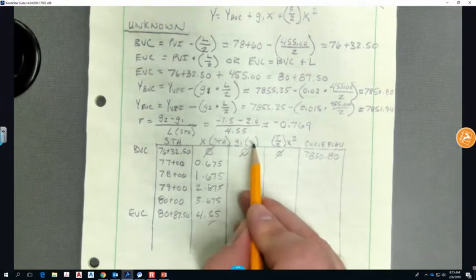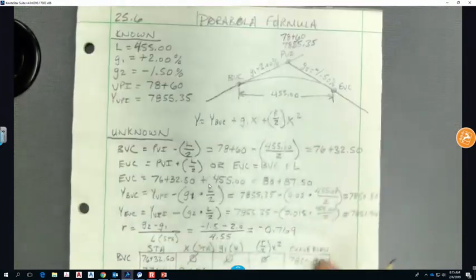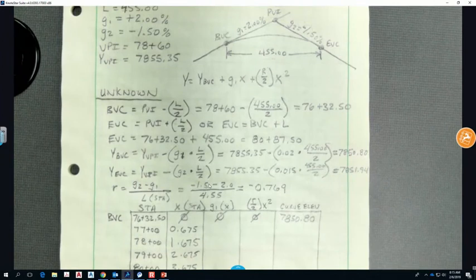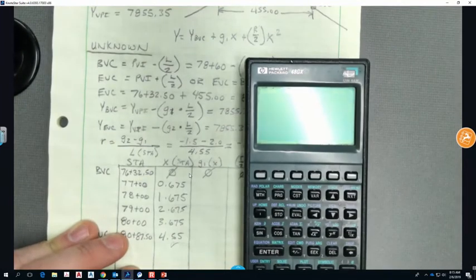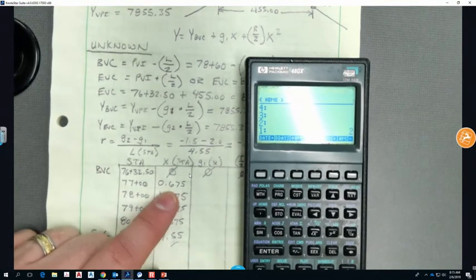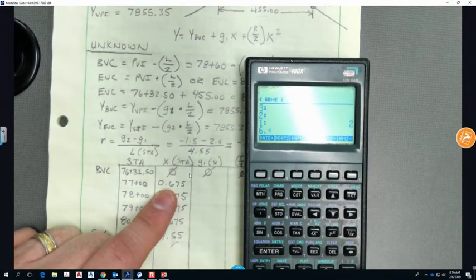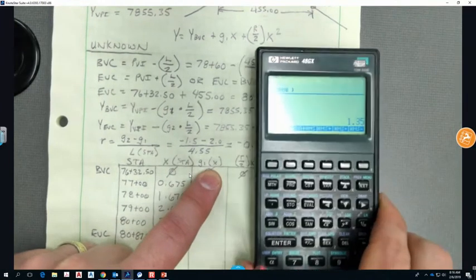Well, I know G1x here, so I just figured out x. G1 is our grade, 2.00, okay? So we can figure out this number based on that. So if I put a calculator up there again, G1 is a 2% times the 0.675. And I'm going to multiply those. So I get 1.35. Okay?